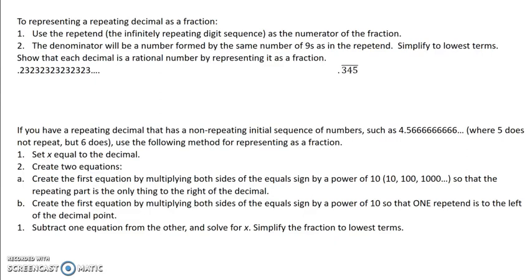The first thing we're going to do is set x equal to the decimal. Then we're going to create two equations. We're going to create the first equation by multiplying both sides of the equal sign by a power of 10 so that the repeating part is the only thing to the right of the decimal.